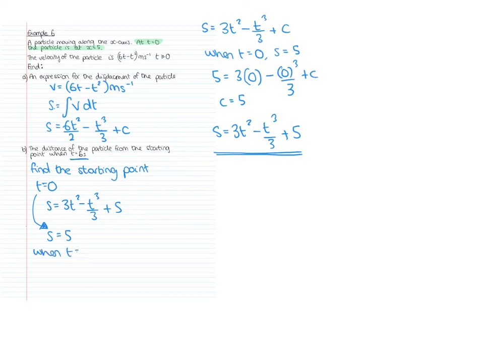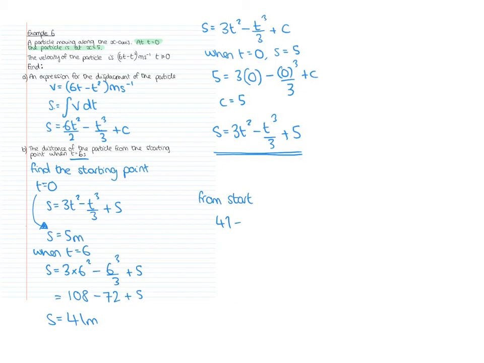So let's find out. When t is 6, s equals 3 times 6 squared minus 6 cubed over 3 plus 5. 108 minus 72 plus 5. 41 meters. Okay, so the distance from the starting point, from start, is 41 minus the starting, which is 5, 36 meters from start.